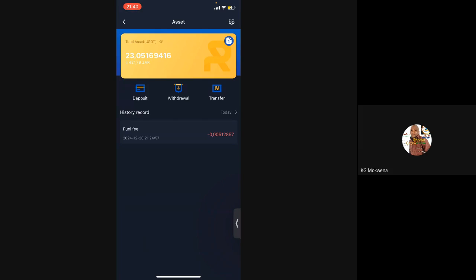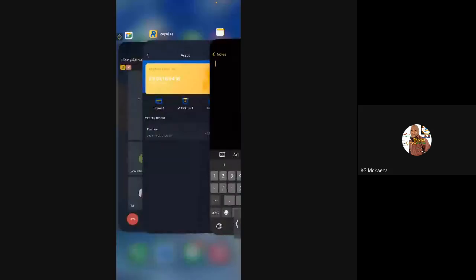I'll write it down on my side because you are the one sharing at the moment. I'm calculating this. I want to show people the power of the system. 0.00512857. That is what Royal Q deducted from you, which is 20% of the profit of 46 cents of rand.